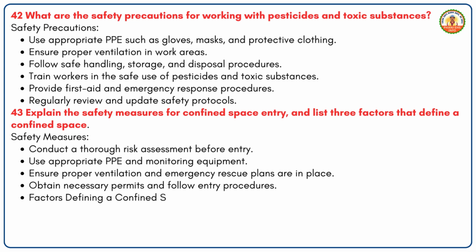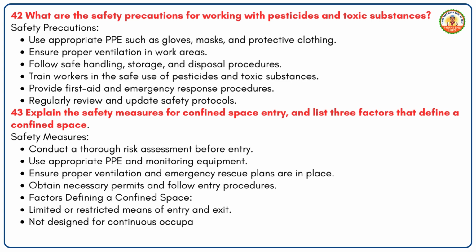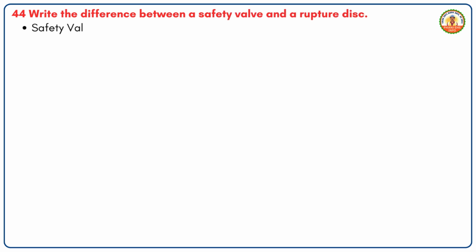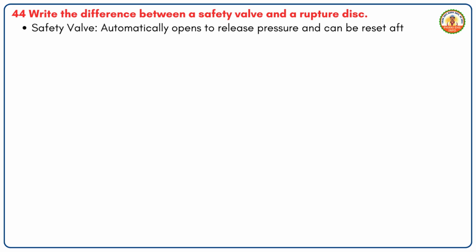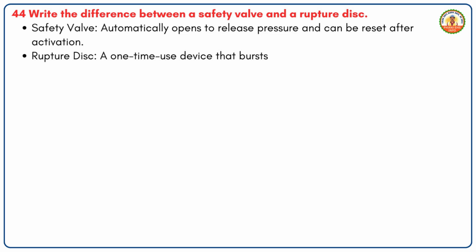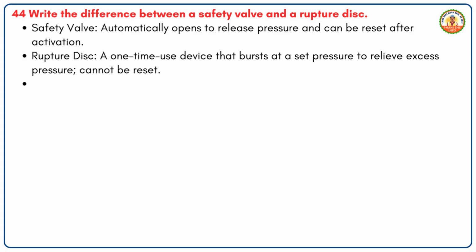Factors defining a confined space: Limited or restricted means of entry and exit. Not designed for continuous occupancy. Potential for hazardous atmosphere or conditions. 44. Write the difference between safety valve and a rupture disc. Safety valve automatically opens to release pressure and can be reset after activation. Rupture disc, a one-time use device that bursts at a set pressure to relieve excess pressure, cannot be reset.